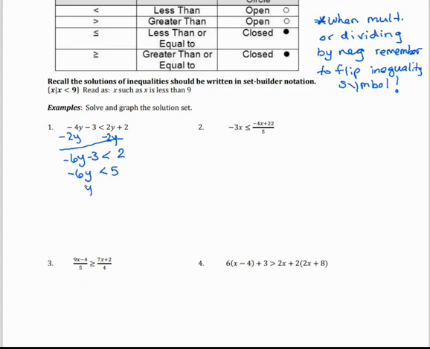And divide by negative 6. So y, remember here I'm dividing by negative 6. So what do I have to do? I have to flip the symbol. y is greater than negative 5/6. So there's my solution, but we want to practice writing that in set builder notation. So here's an example of that. Our variable this time is y. So we have y such that y is greater than negative 5/6.